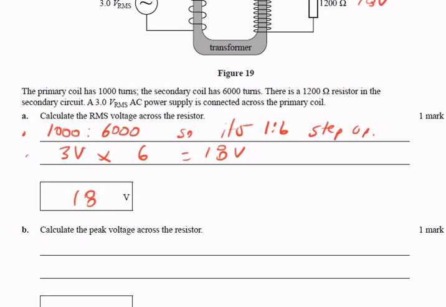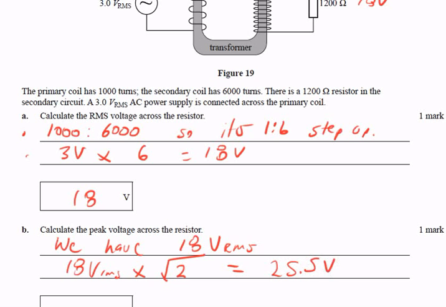Calculate the peak voltage across the resistor. So we've just worked out that we have 18 volts, and that is RMS. The RMS coming in, that's also RMS. To go from RMS to peak, we go 18 volts RMS times √2. And that calculation gives 25.5 volts.